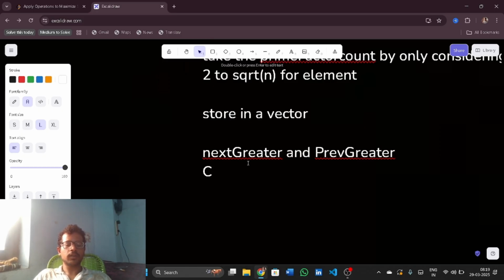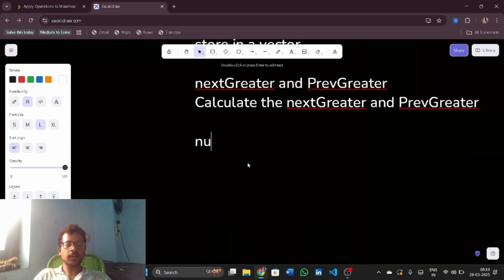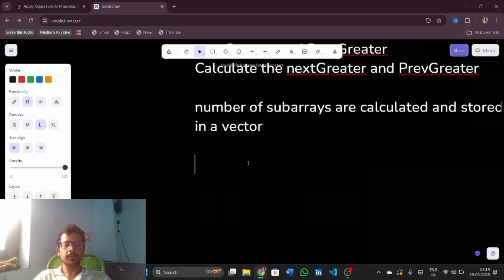Now calculate the next greater and previous greater. By this next greater and previous greater, I would calculate the number of subarrays. Subarrays are calculated and stored in a vector, which I would name subarrays.